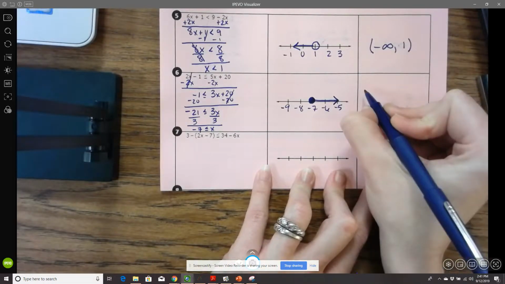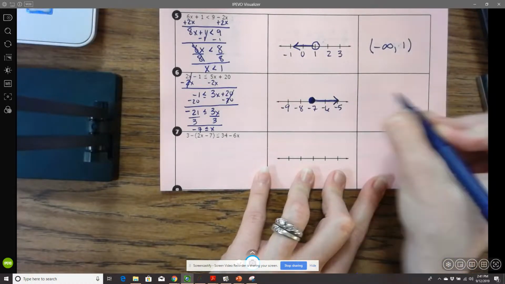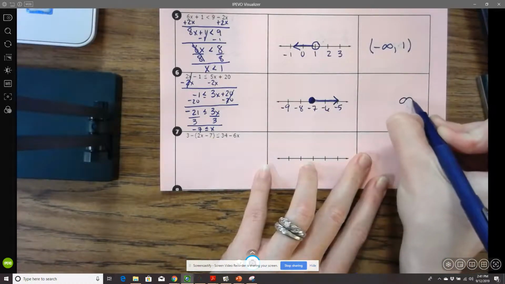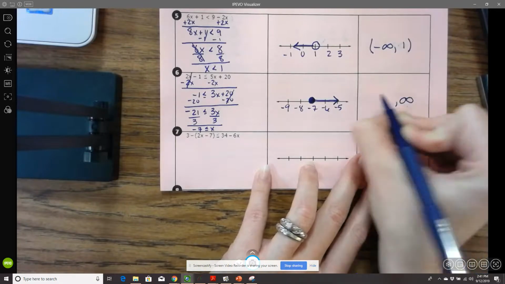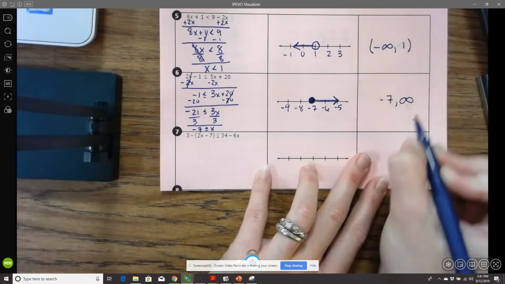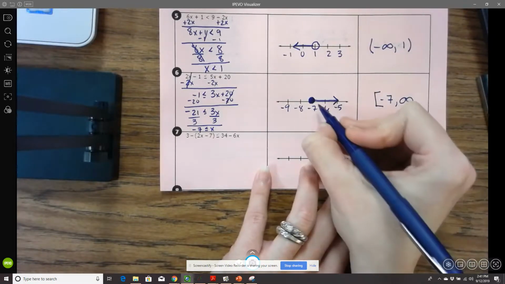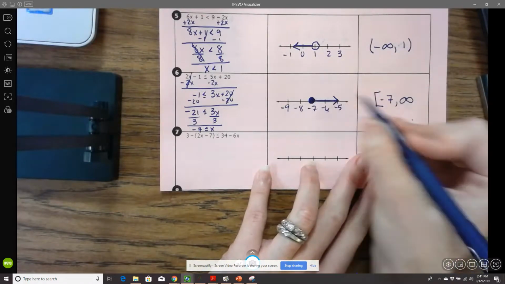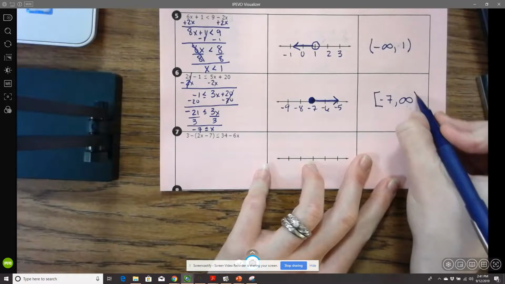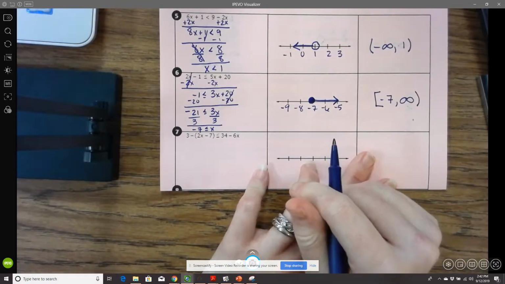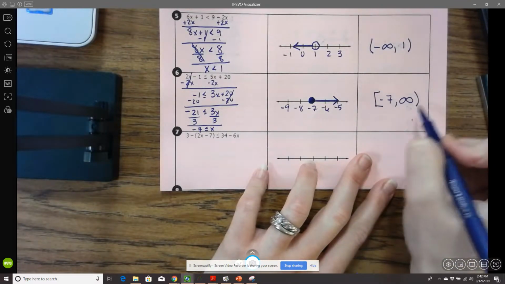And so we're going on and on to infinity. Infinity is going to be our last number, and negative 7 is going to be here. That's going to be a bracket because it is a closed interval. And then infinity will always get an open parenthesis, or just a parenthesis.